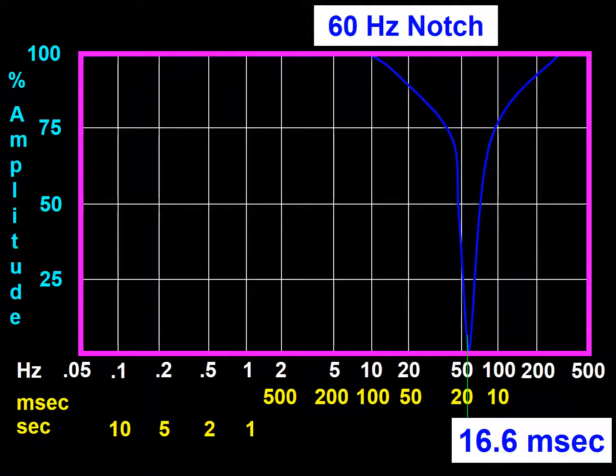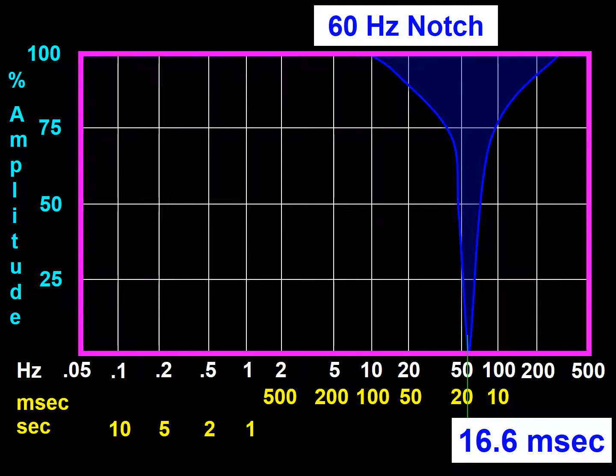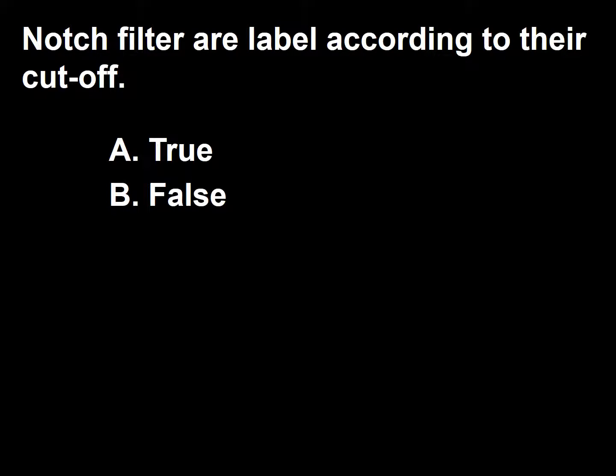This is the duration of the activity most affected by a 60 Hz notch filter, while the neighboring activity is attenuated by much less percentage. Digital filters do an even better job in restricting attenuation to the wave lasting 16.6 milliseconds, which corresponds to 60 Hz electricity. So the answer to this question is false.